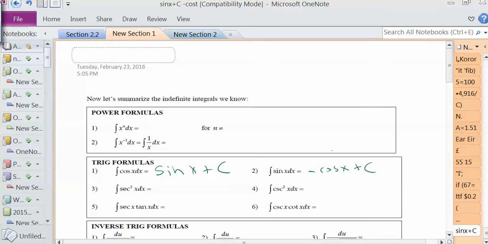And again, these are all indefinite integrals, so they represent a family of solutions with a constant being added at the end. For secant squared, hopefully you remember that the derivative of tangent is secant squared, so the antiderivative of secant squared is tangent x, of course, plus c. For cosecant squared x, that'll be negative cotangent x. The derivative of cotangent is negative cosecant squared x, so that's why we have the negative there.